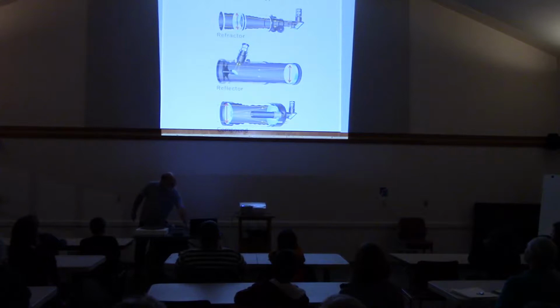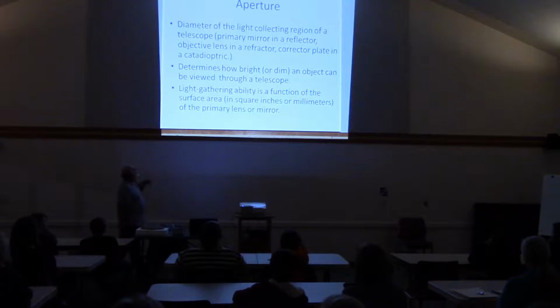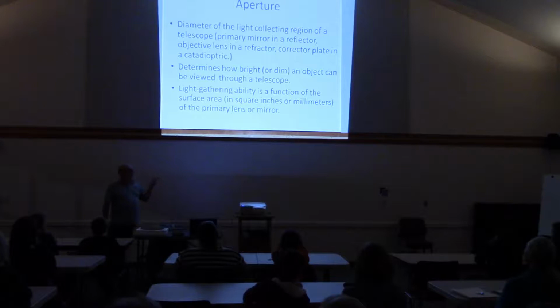Telescopes have two main attributes. One is aperture, just the diameter of the light gathering element, either mirror or lens, of that telescope. It determines how bright or dim an object you can see. The larger the diameter, the more light it gathers, the dimmer the object you can see. It's a function of the surface area in square millimeters or inches.